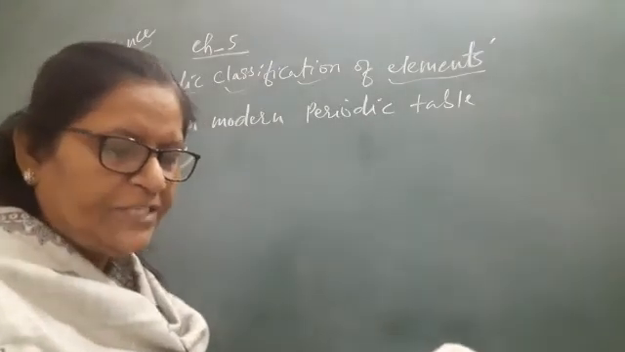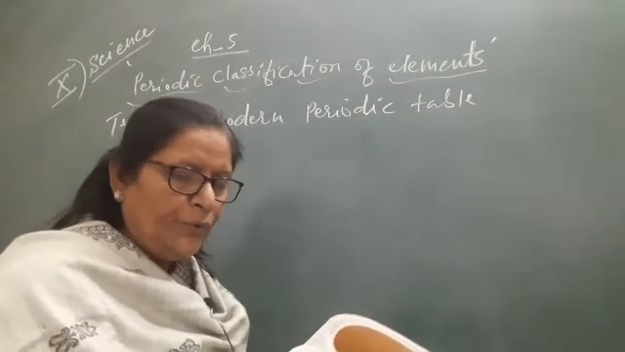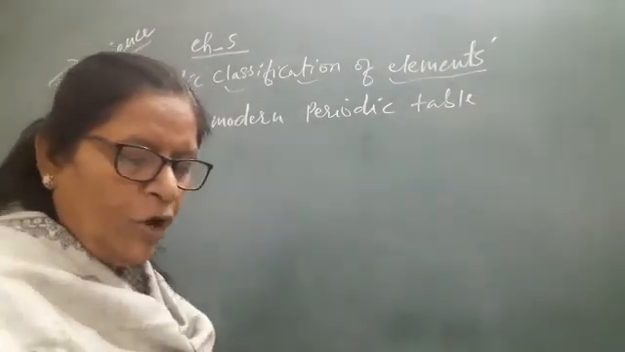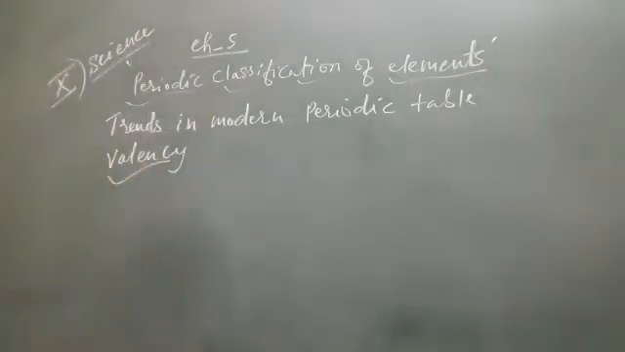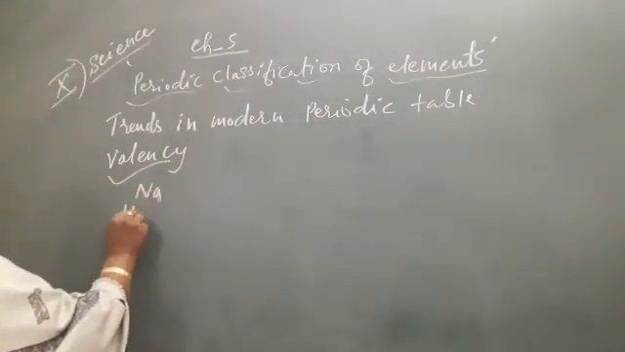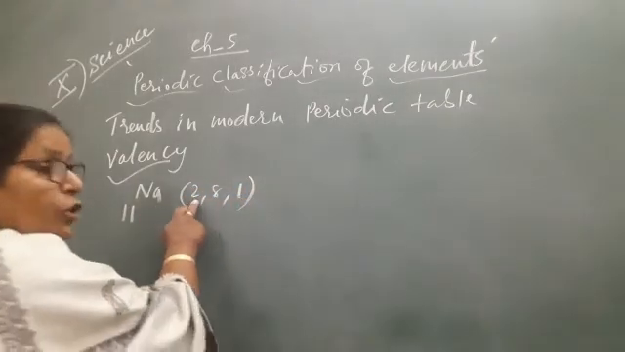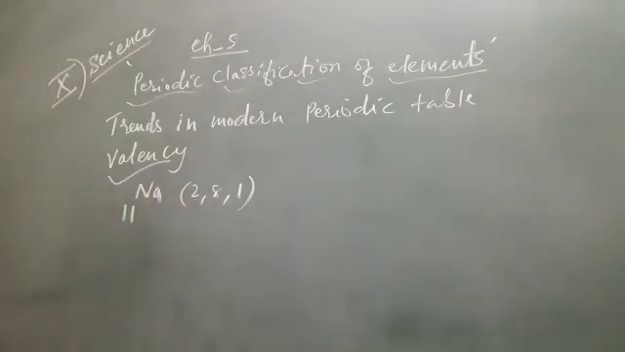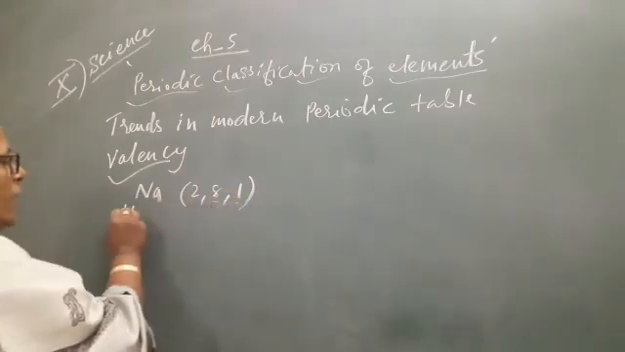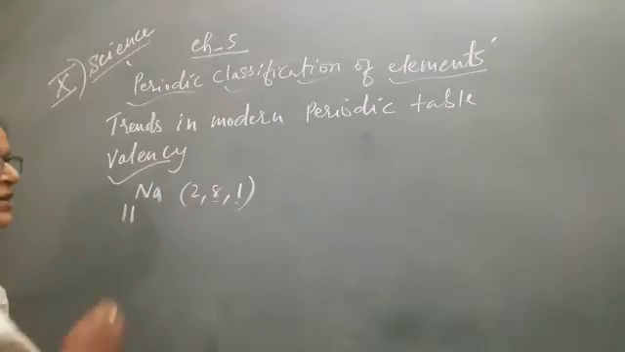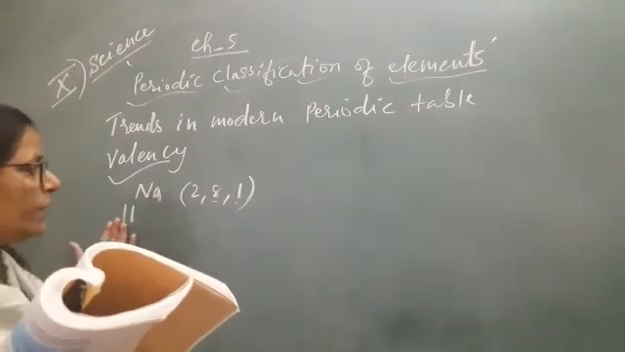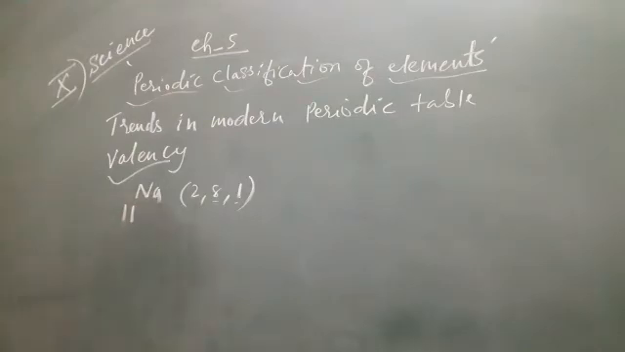Now let us perform activity number 5.6. How do you calculate the valency of an element from its electronic configuration? Now suppose sodium, its atomic number is 11. So the electronic configuration will be 2, 8, 1. In the first orbit you know that a maximum of 2 electrons can be accommodated. In the second orbit, 8 electrons maximum. Then the last one: out of 11, 2 plus 8 is 10, and 1 more makes 11. So in this way we can arrange the electrons in different orbits. If you know the atomic number, you can get the electronic configuration like this.